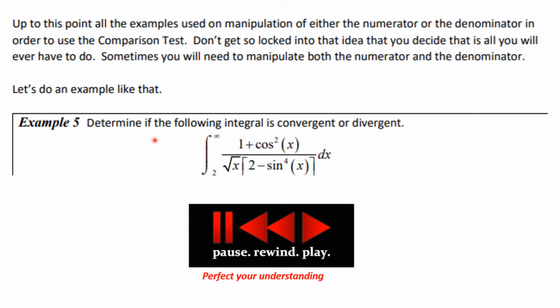Let's do another example. Now, up to this point, all the examples that we used manipulated either the numerator or the denominator to use the test, but actually sometimes you have to manipulate both. Perhaps a harder problem. Let's do an example where we will see this. Determine if the following integral is convergent or divergent. So this is the definite integral from 2 to infinity of 1 plus cosine squared x divided by the square root of x times 2 minus sine to the fourth x dx. You know what to do.